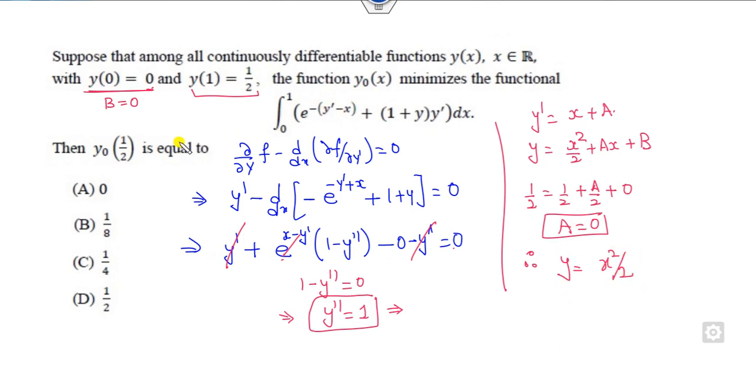Now what is the right answer of y of half? So y of half is 1 by 8, which is the right answer of this problem.